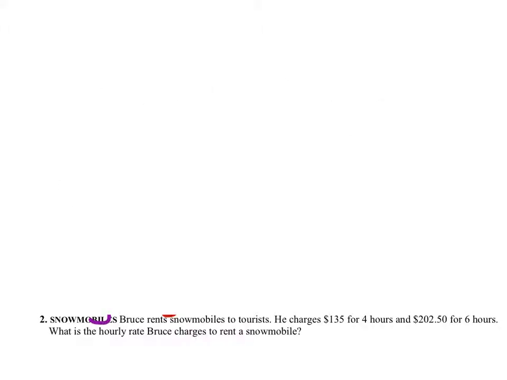All right, number 2. Bruce rents snowmobiles to tourists. He charges $135 for a 4-hour and $202.50 for a 6-hour. What is the hourly rate that Bruce charged to rent a snowmobile? Well, right there we can see that to go from 4 hours right here to 6 hours is a change of 2 hours.